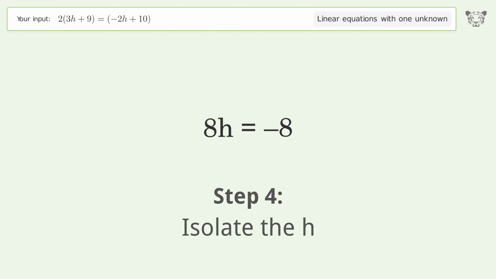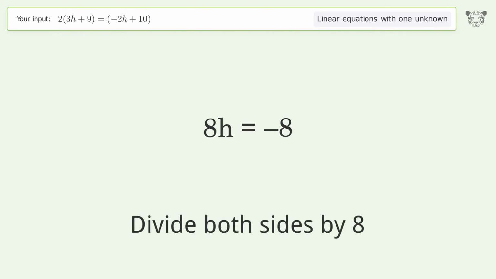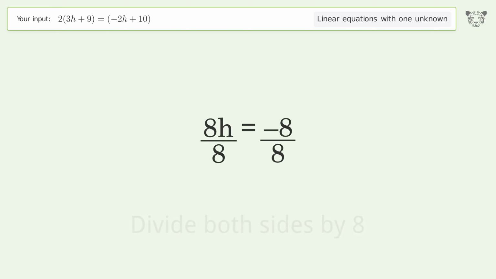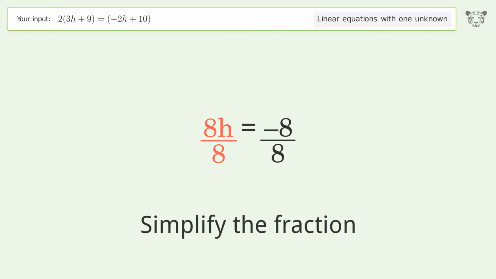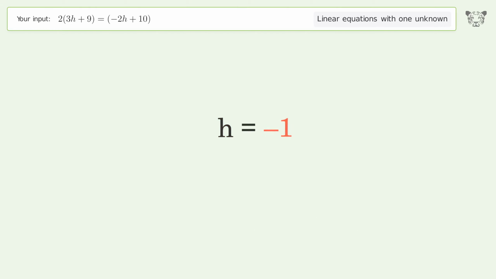Isolate the h. Divide both sides by 8. Simplify the fraction. And so the final result is h equals -1.